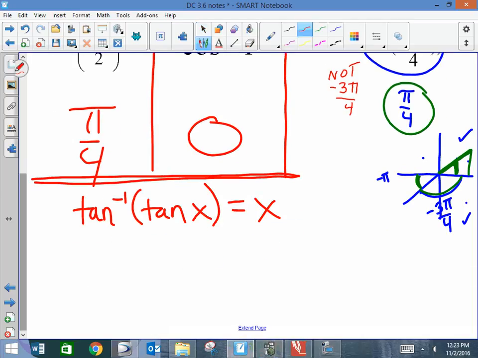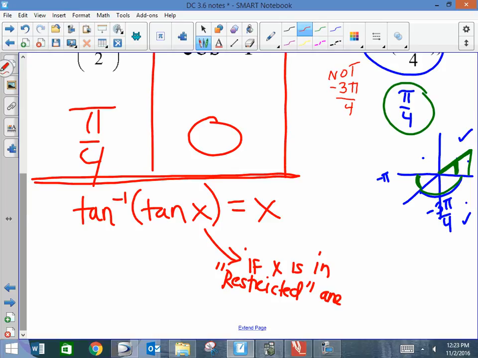And remember, x has to be a restricted angle. Is there a way to have the answer come out in radian form, in terms of pi? No. You have to put pi in. You have to do what I did.